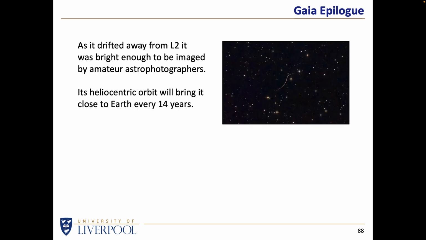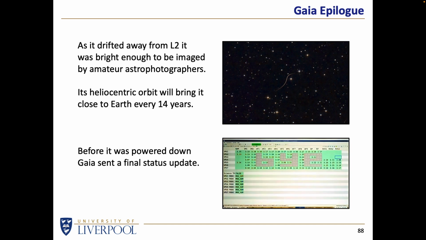As it drifted away, some amateur astronomers actually caught the motion of Gaia, and it will be back every 14 years or so. The final message from Gaia was that one. It was given a set of data to send back to Earth, which was color-coded according to the numbers, and that was the last message we got from Gaia.